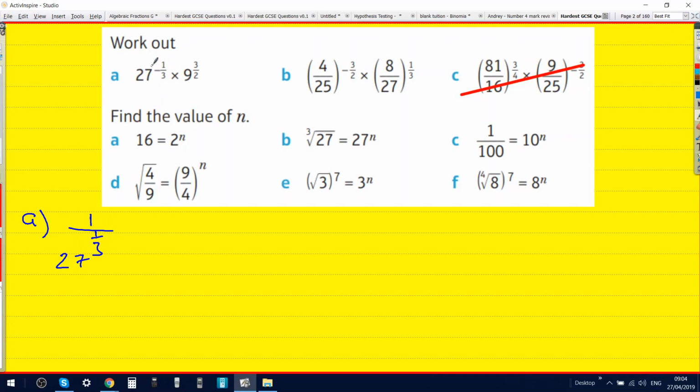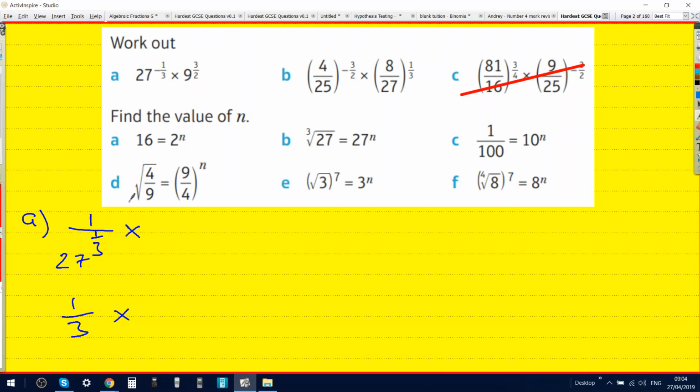So let's say 27 to the minus a third. That's 1/27 to the positive third. Okay. And then you try simplifying that. Like, what is 27 to the power of a third? Is it 3? Yeah. And so this becomes 1/3.